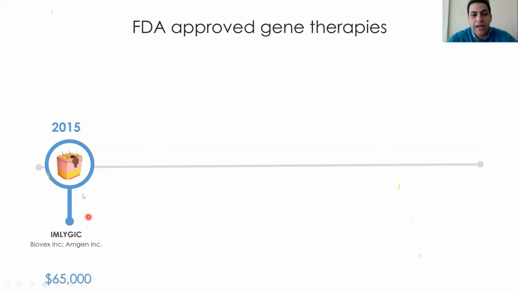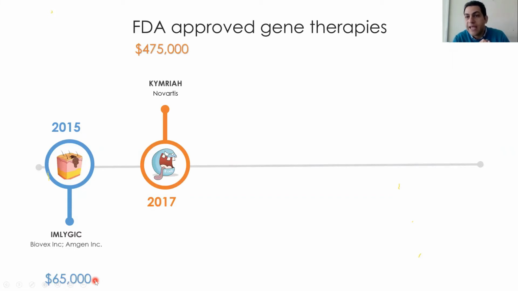This Imlygic is a viral vector used to treat cutaneous melanoma, which is skin cancer, where you inject the virus directly into the skin where you have melanoma. This results in destruction of the cancer cells and also in the secretion of a cytokine called GM-CSF, which stimulates the immune cells to come and destroy the rest of the cancer cells. And this therapy costs a patient around $65,000.